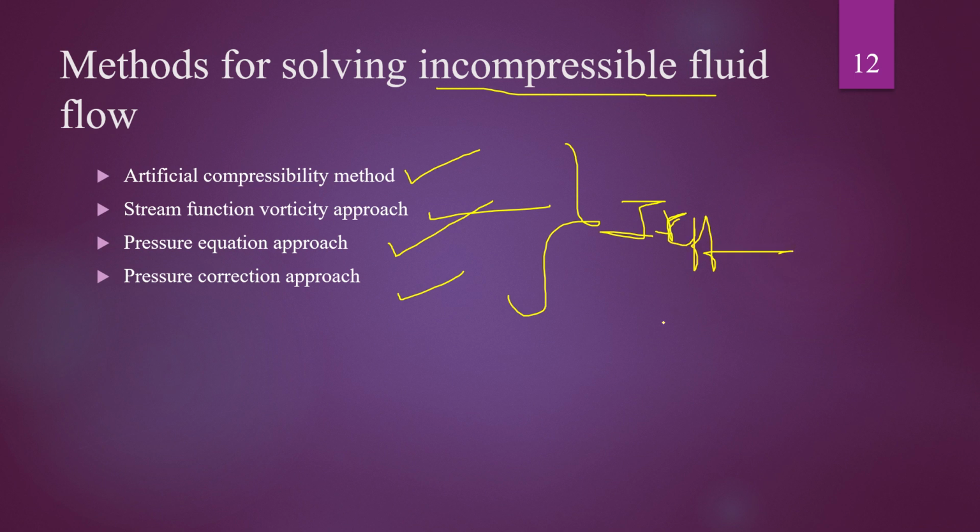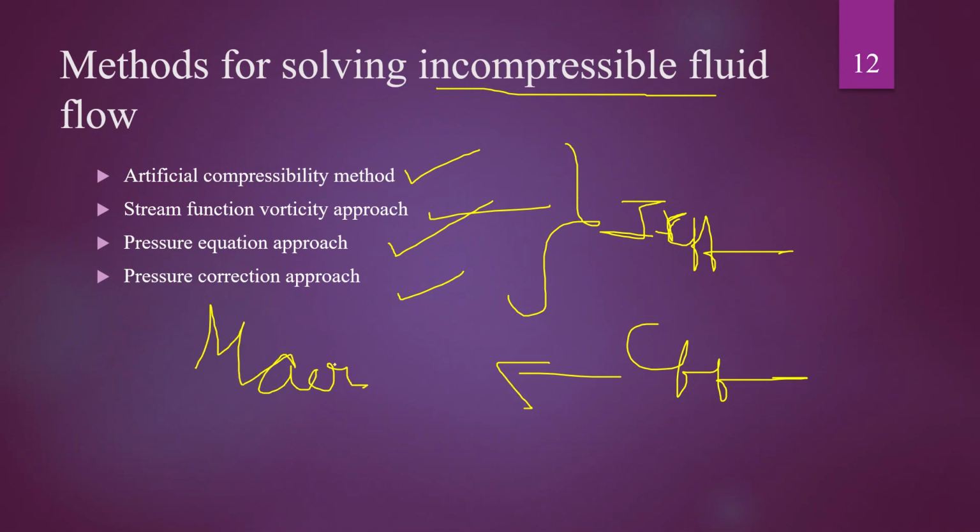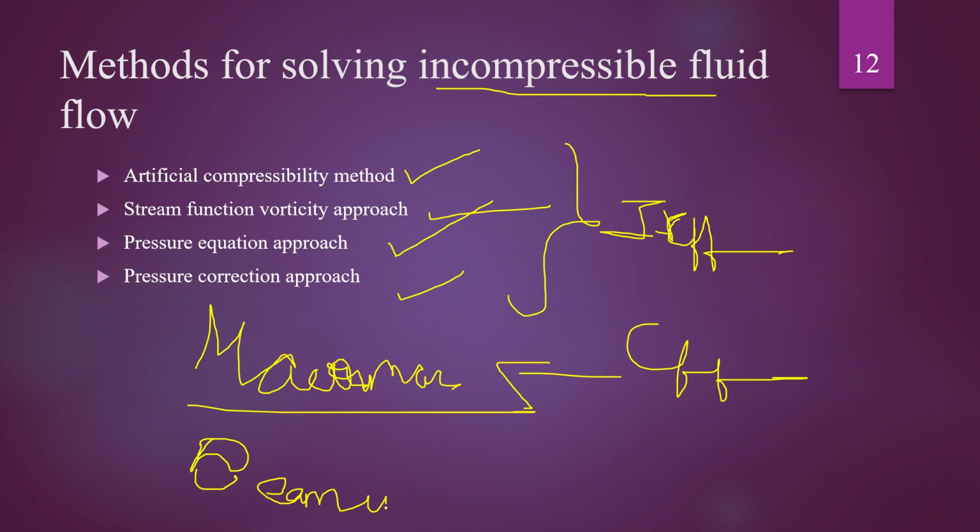For compressible fluid flow, what are all the methods that we studied? There are various methods, but in week 7 the focus was given to compressible fluid flow. MacCormack is one and Beam-Warming is the other. Sorry for the poor handwriting. So these are for incompressible fluid flow and these are for compressible fluid flow. Now we'll move on to question 8.